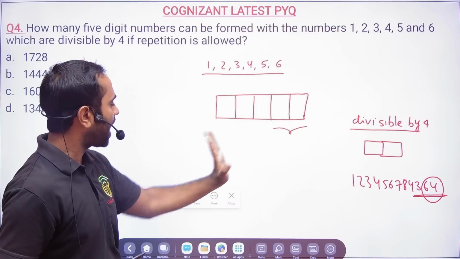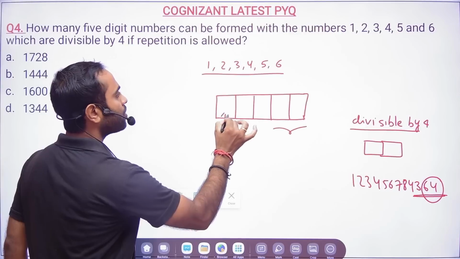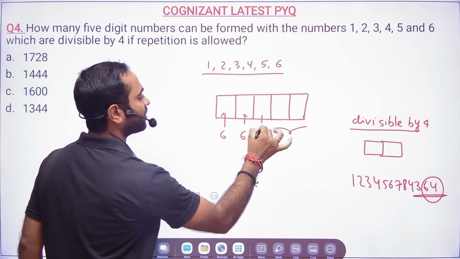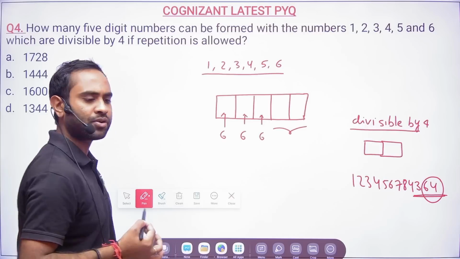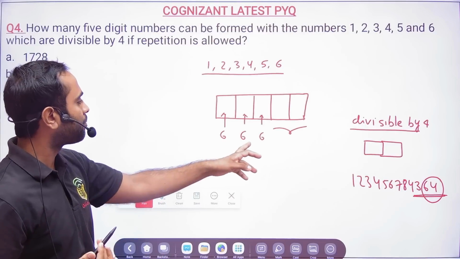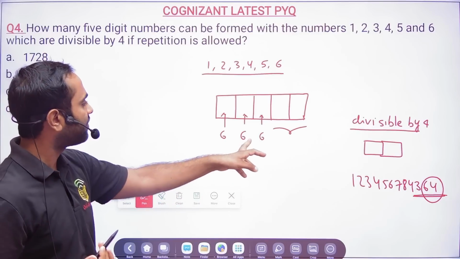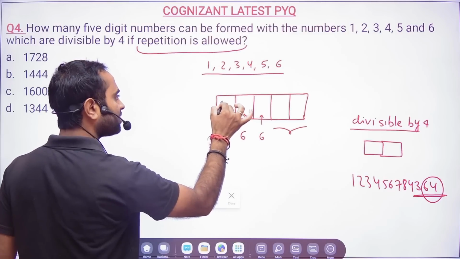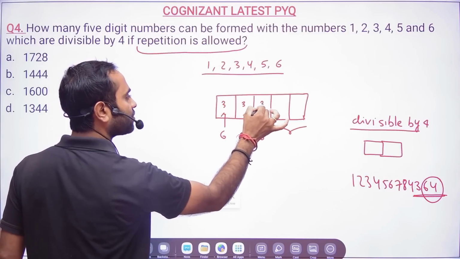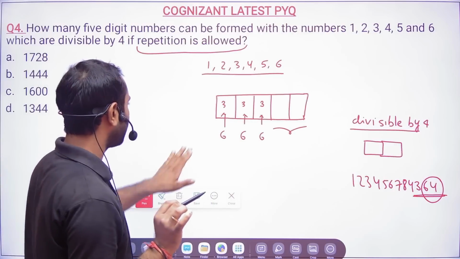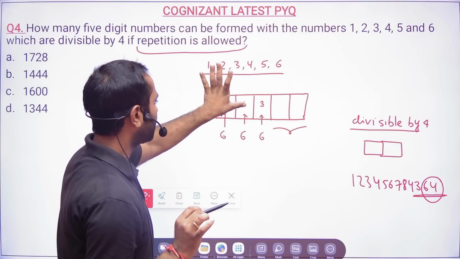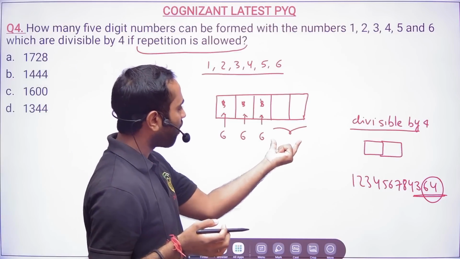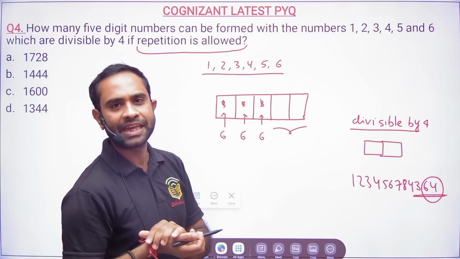See, at the first place, I can put all the 6 digits. At the second place, I can put all the 6 digits. At the third place, I can put all the 6 digits. The reason we can put all the 6 digits is because they are telling us repetition is allowed. So if you are putting 3 here, 3 can also come here, 3 can also come here. That is the reason we are going to put this particular 6, 6, 6. Now, friends, what are the possibilities that we need to check?